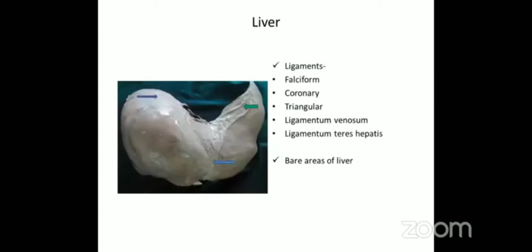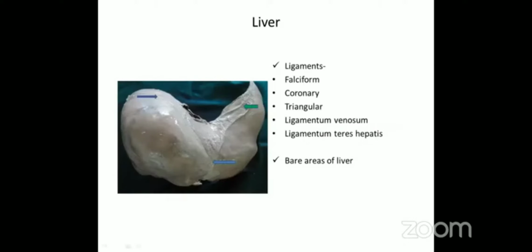Now coming to the abdominal part. Now there are different organs. We'll quickly revise those organs. Basically, there may be a short note on this, or again they may be part of your spotting or the viva examination. So this is the liver where you can see the ligaments.